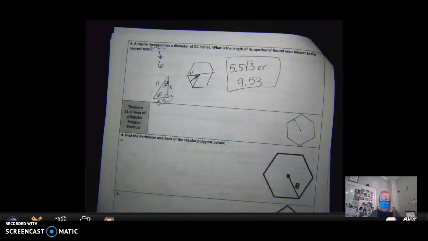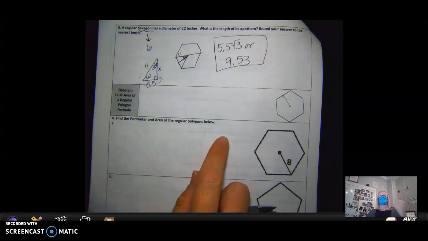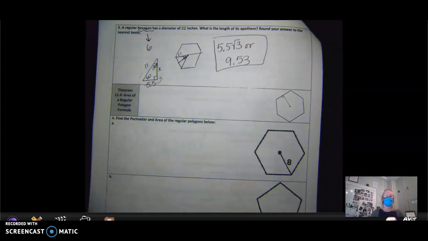Okay, here we go. Finding area of a regular polygon. Here is the formula. So someone remind me, what is the area of a circle?